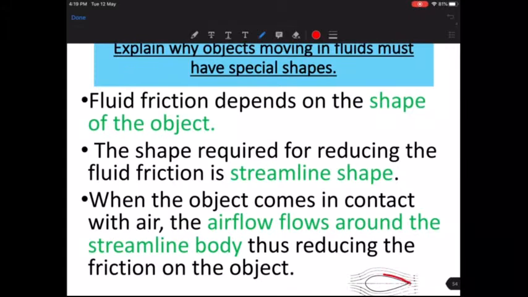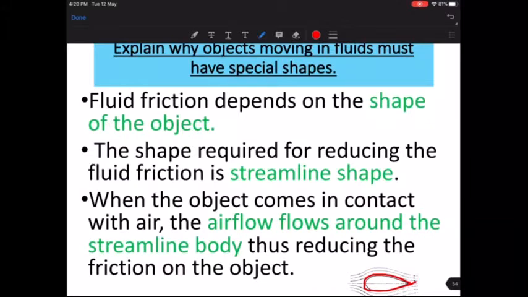Look at the streamline shape. This is something like a bird kind of shape, okay? Like the shape of the fish, okay? Shape of birds, most of the birds. Aeroplane, all these are streamline shape. And what is the reason?